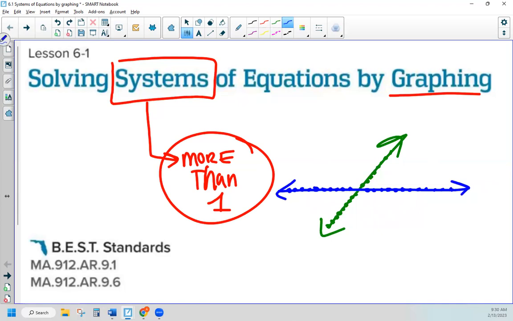What do you guys think is the solution for the system, for the more than one? Can you guess it? There it is. The solution for a system of equations is where the lines cross. Why? Because that one point is located on both lines.